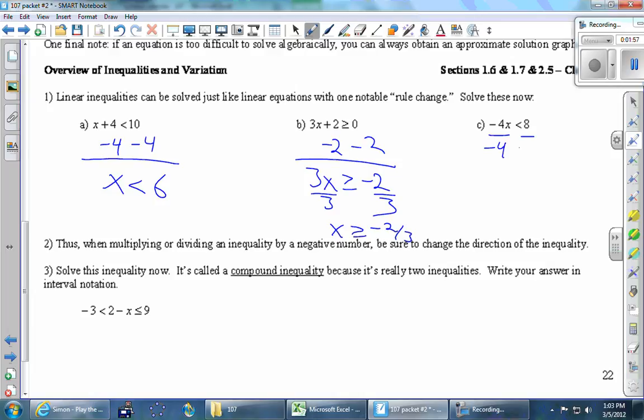Divide by -4. We get x is less than -2. Yes? Taylor says we're supposed to flip the inequality. Right. This is the one rule change that we talked about. If you multiply or divide both sides of an inequality by a negative number, you need to change the direction. It's not less than, it's now greater than, okay? It's really the only difference between solving linear equations and solving linear inequalities. Any questions on that?